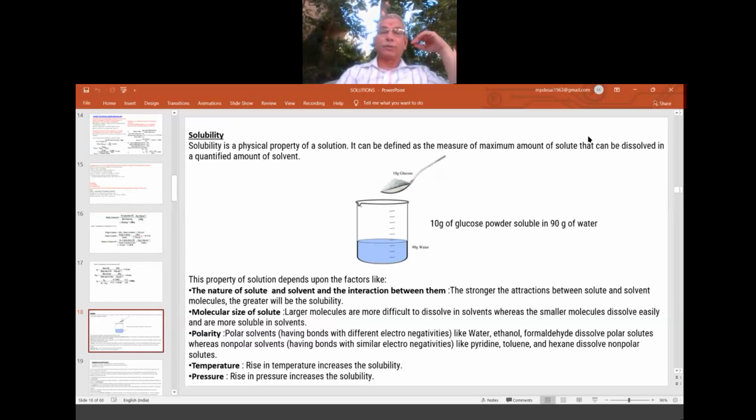So I welcome you to today's session on solubility. Solubility. So soluble, miscible, mixable. Those are equivalent words which give almost the same meaning. So it is the amount of solute which is dissolved in a solvent.